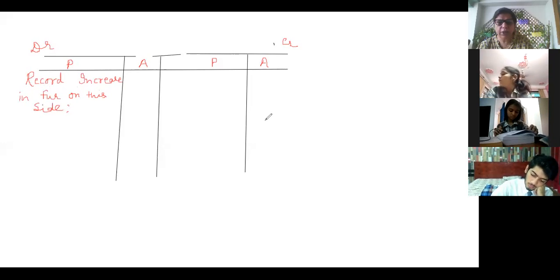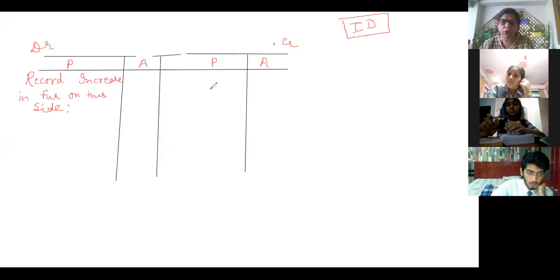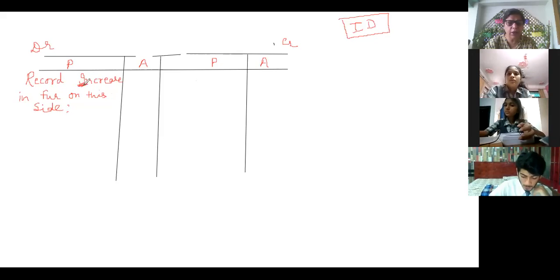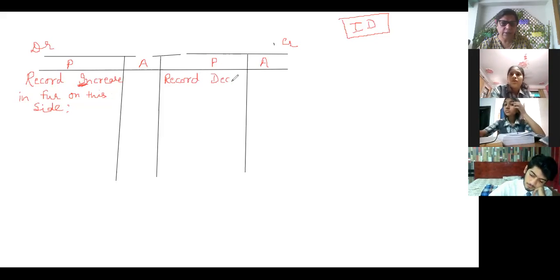I gave you one keyword when we started this chapter, that is ID, your ID. I means increase that side. If we are noting an increase on that side, it means we should note down the decrease on this side. So it's very easy. Record decrease in furniture on this side.